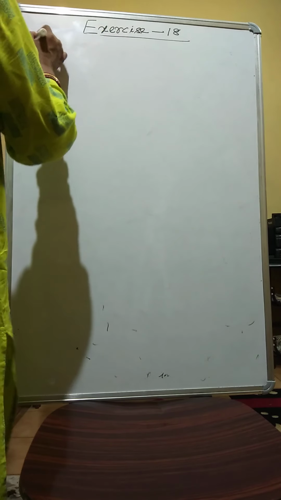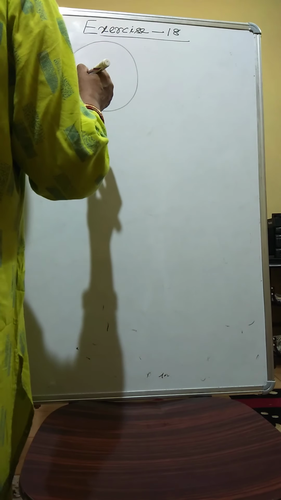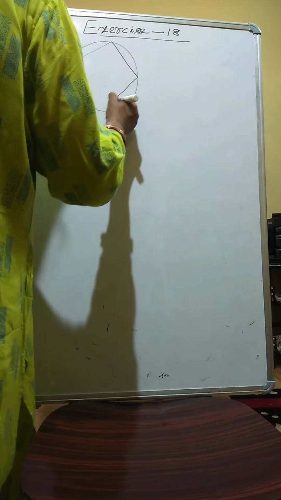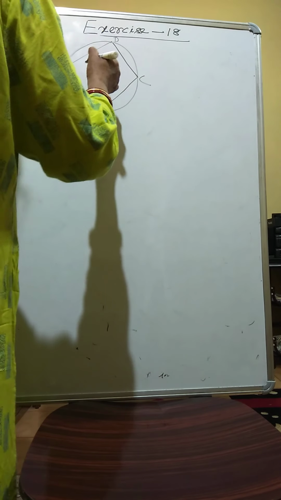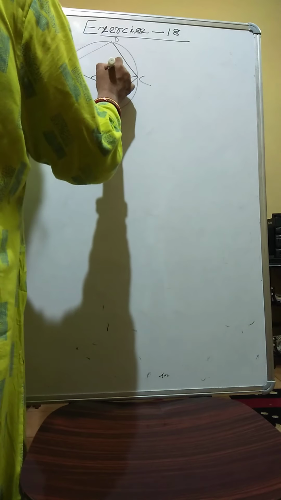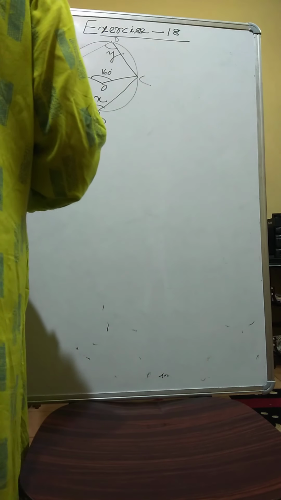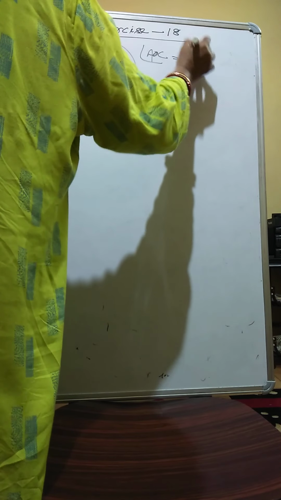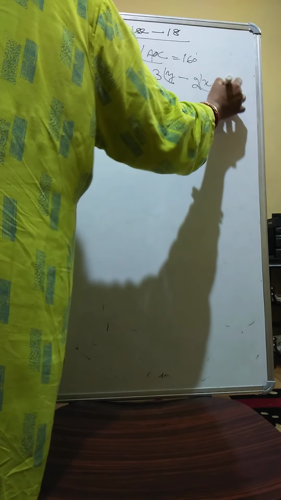Now, children, I am doing question number 10. We have to find out x and y, and we have to prove, given that AOC is 160 degree, that 3y minus 2x is equal to 140.